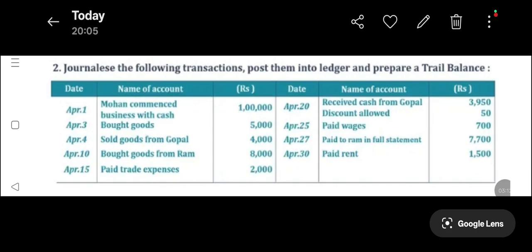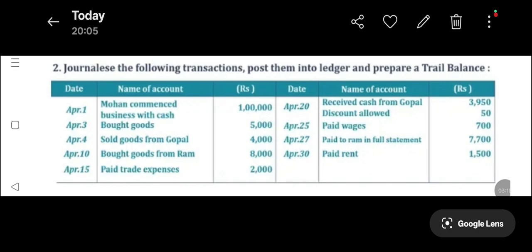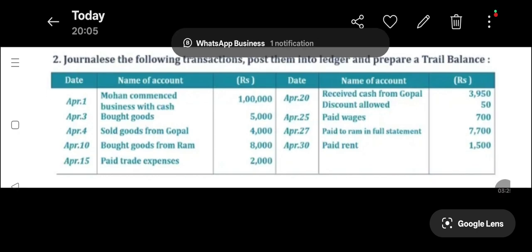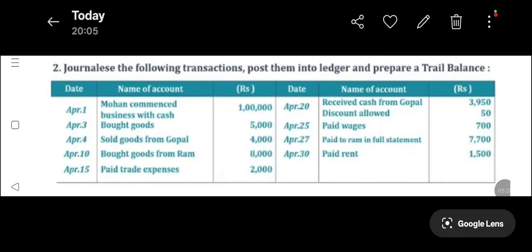Now here capital account will be on the credit side of the trial balance. Cash account will be on the debit side of the trial balance. Purchases account will be on the debit side of the trial balance. Sales account will be on the credit side of the trial balance. Purchases account on the debit side. Gopal, we have sold goods to Gopal. So Gopal is debtor. So Gopal account will be on the debit side if it has a debit balance. If debit equals credit, then it will not be shown on either side of the trial balance.